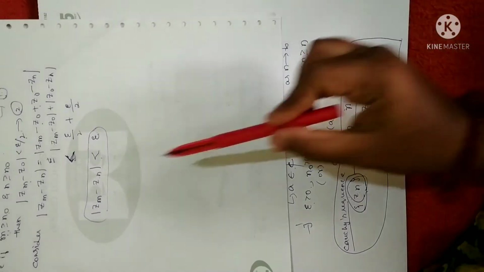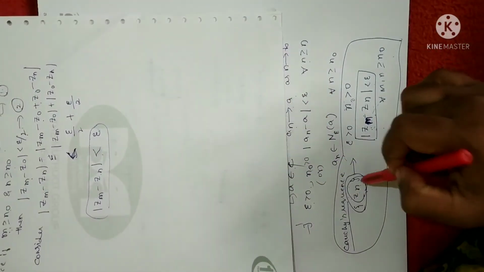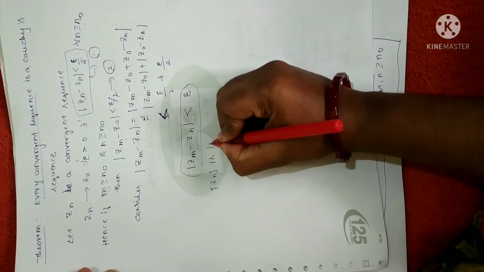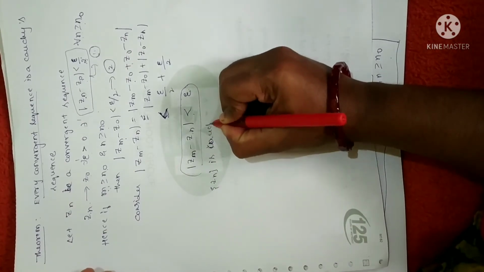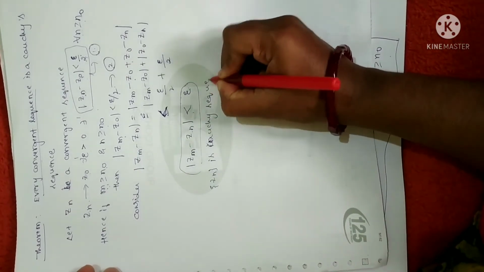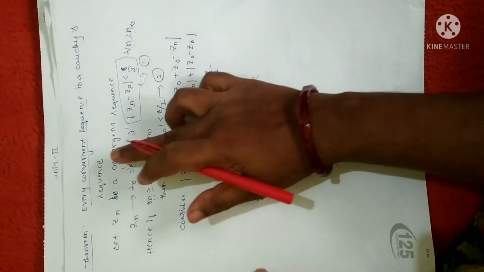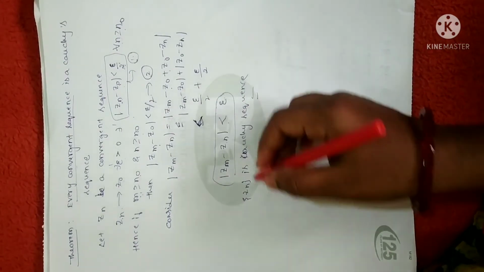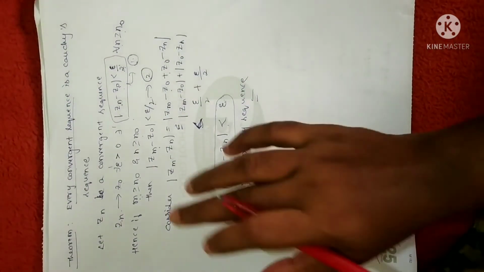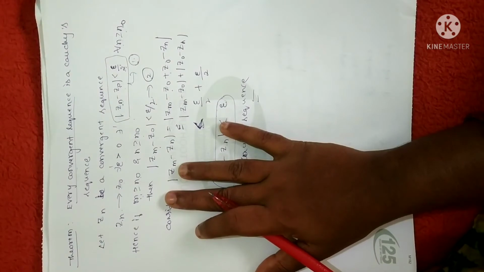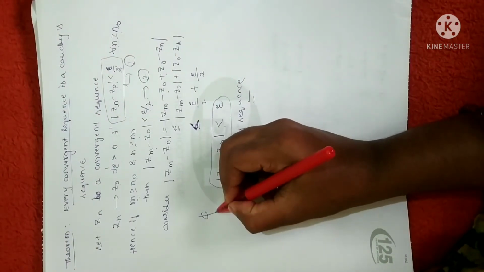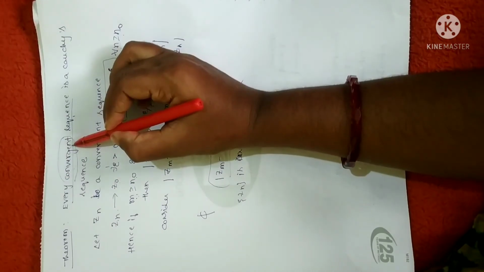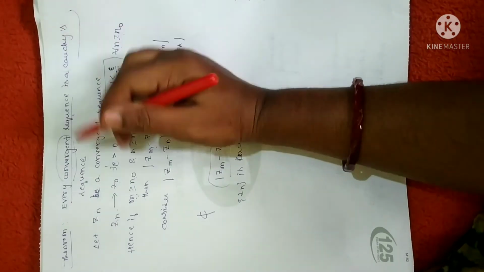So as this satisfies the given condition, I can directly write that Zn is a Cauchy sequence. What I have assumed is that it is convergent, and what I have proved is that it is a Cauchy sequence. Clear? Now, from this theorem, we may conclude that a sequence in the complex plane C is convergent if and only if it is a Cauchy sequence.